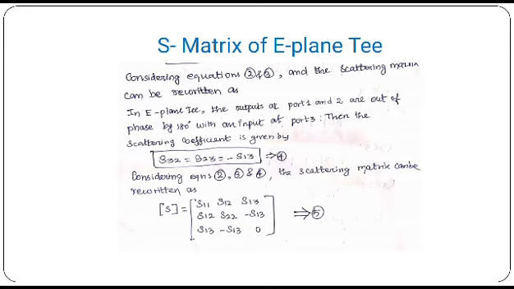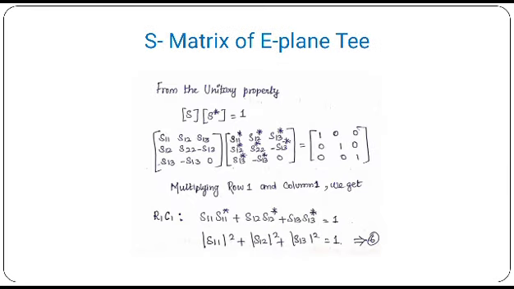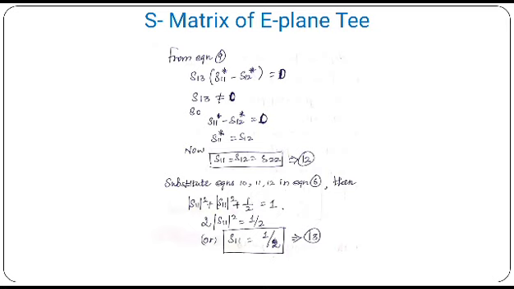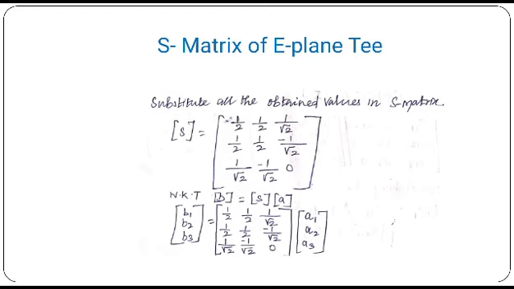Substituted in the 3 cross 3 matrix, you will get S11, S12, S13, S12, S22, minus S13, S13, minus S13, 0. If you apply the unitary property, S into S star equals I, you will get the values R1 C1, R2 C2. You multiply R2 C2, R3 C3, R3 C1. And if you compare, you will get the value S13 equal to 1 by root 2 and S13 not equal to 0. So S11 star equals S12. When you substitute S11 equal to 1 by 2 and substitute in the matrix, you will get the values of the S parameters. So B1, B2, B3 equals 1 by 2, 1 by 2, 1 by root 2, 1 by 2, 1 by 2, minus 1 by root 2, 1 by root 2, minus 1 by root 2, 0 with A1, A2, A3.